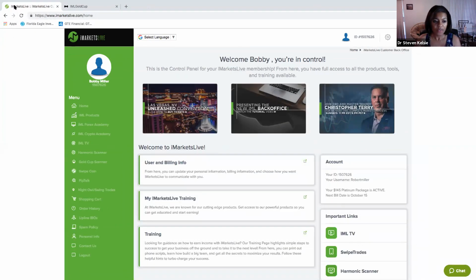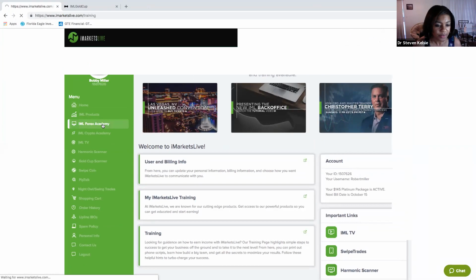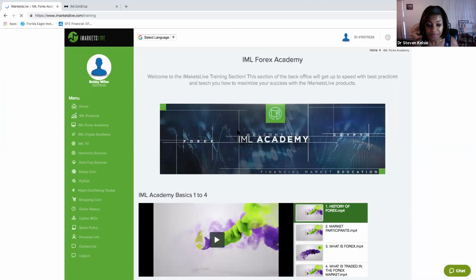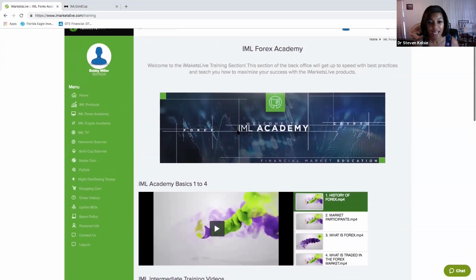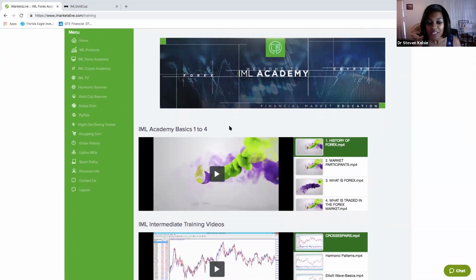So in their back office, to get to IML Academy, because remember, their education is very, very key. You have to have this education in order to understand what's going on, to understand what you're doing, what you've invested into. So IML Forex Academy is the third tab down, and this is where you're going to have your IML Academy. I'm just excited looking at this back office. It looks so professional and so updated. So you're going to go through basics 1 through 4.